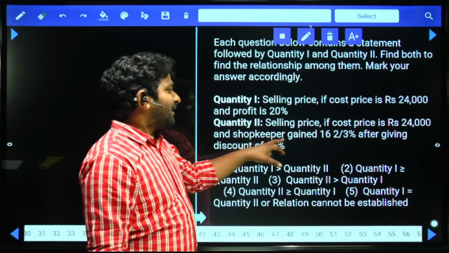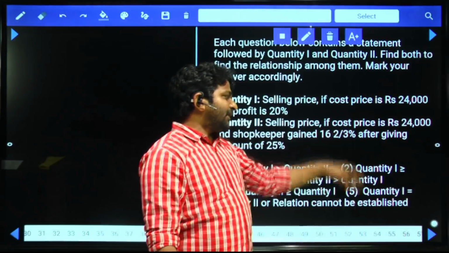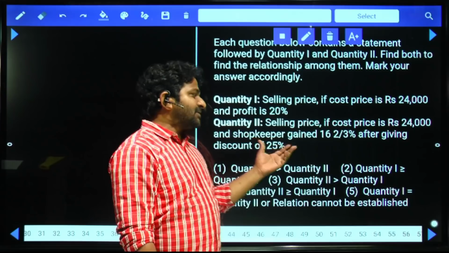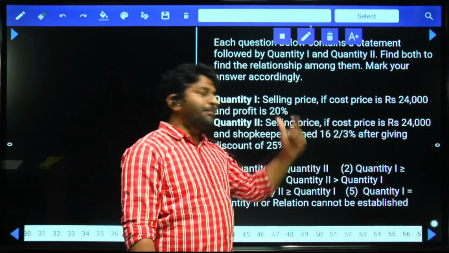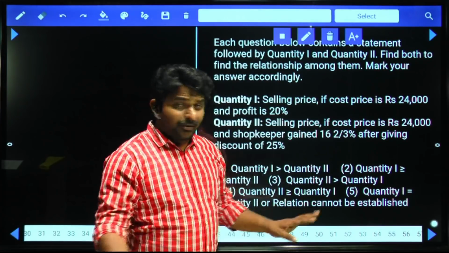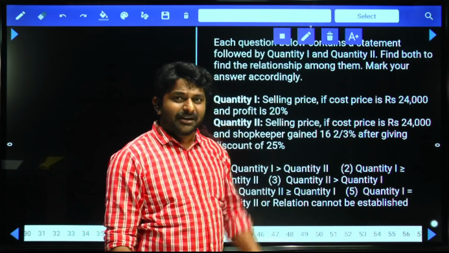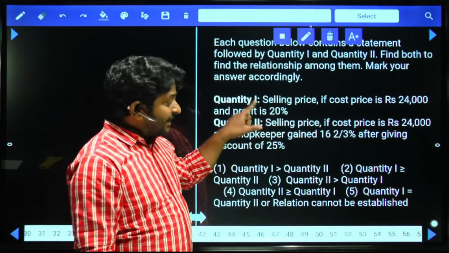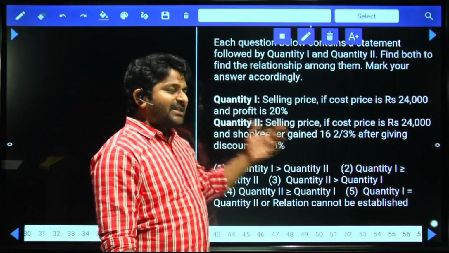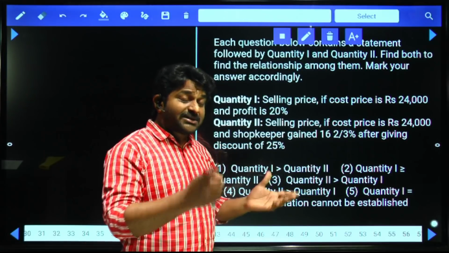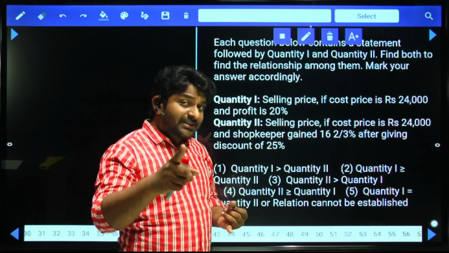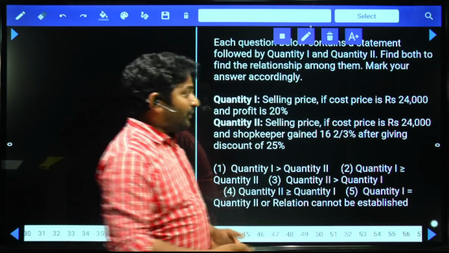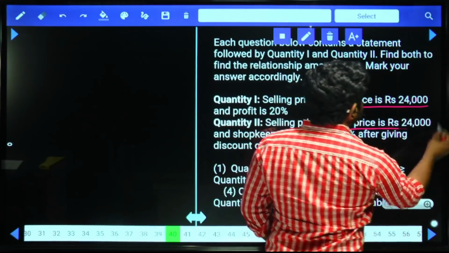And the shopkeeper gained 16 2/3 percent after a discount of 25%. After giving a 25% discount, he made a profit of 16 2/3%. Forget about the discount. Whether he got a discount or not doesn't matter for us. Why? Your question is about selling price. When we need the selling price, whether a discount was given or not is not our concern. The discount concept comes into the picture if you are asked to calculate market price.